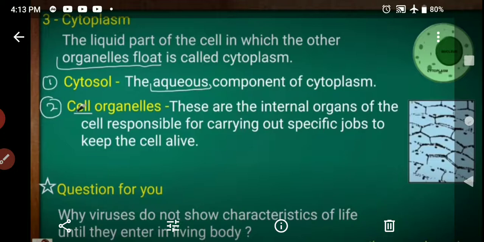And see, there is a question for you: why viruses do not show characteristics of life until they enter a living body.